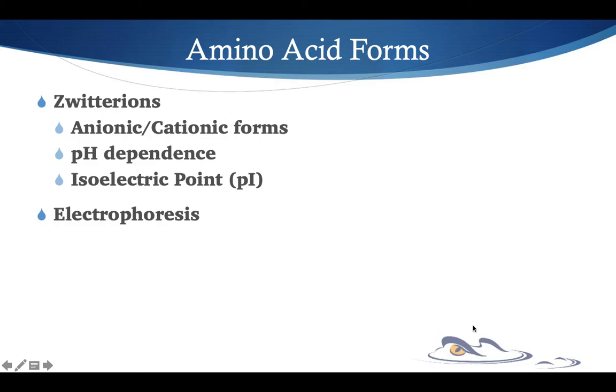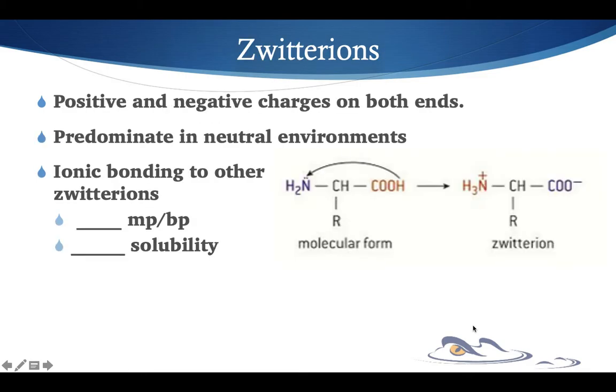Hicks, and today we're going to talk about amino acid forms. I'm talking about Zwitterions and anionic and cationic forms of amino acids today. We're going to check out how they are pH dependent, and then we're going to look at an application, electrophoresis, as one way that we can apply this idea in chemistry.